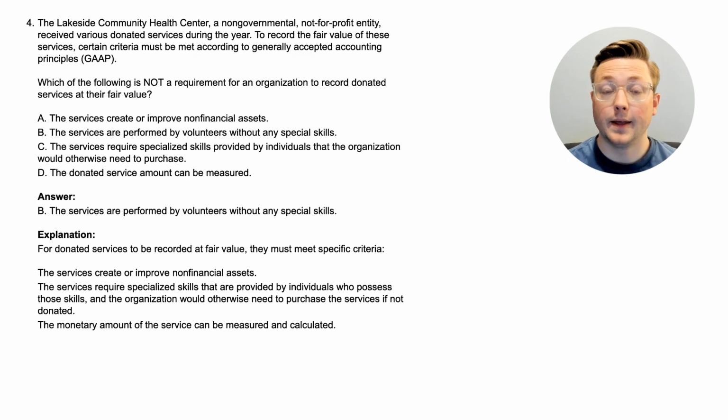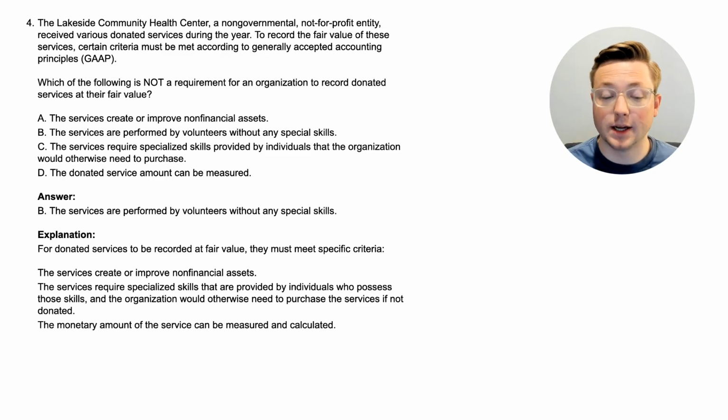So basically, they are not necessarily making money for you. They're just doing something for you, like building a building, preparing a statement for you, or different things like that. They're not making you money, but they are helping you out, and that's what it means by non-financial assets. The services require specialized skills that are provided by individuals who possess those skills, and the organization would otherwise need to purchase the services if not donated. And then finally, the monetary amount of the service can be measured and calculated. So, you need to be able to calculate how much the service was actually worth.